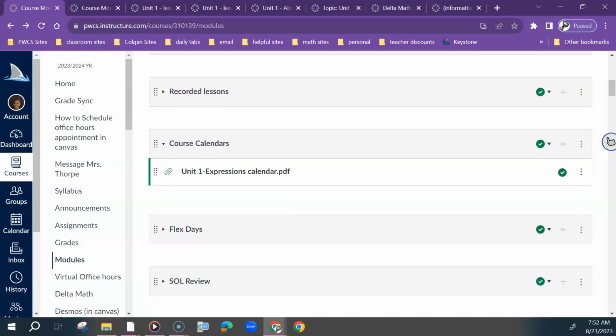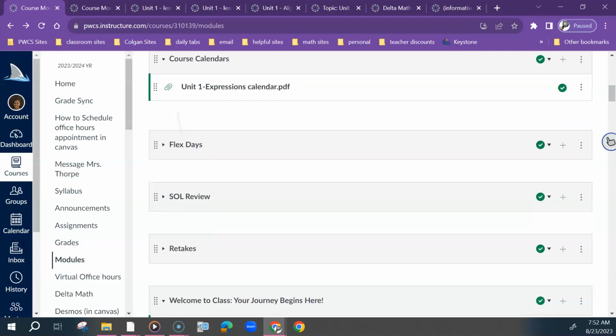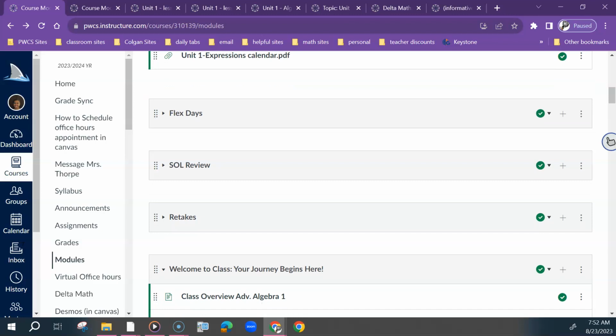Some other information. I gave you guys the course calendar yesterday. So that gold piece of paper is not gold in here, but if you ever lose it or need it again, it's always in here. When we get closer to flex days, I'll explain more about that, but if you ever want to find the activities that we do on a flex day, they'll be there.